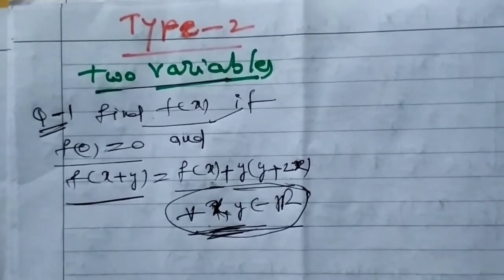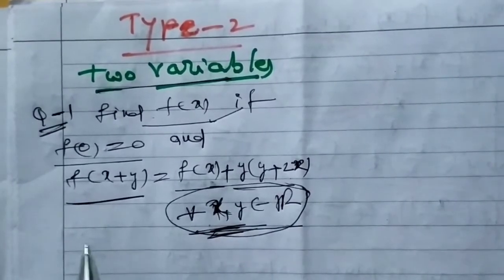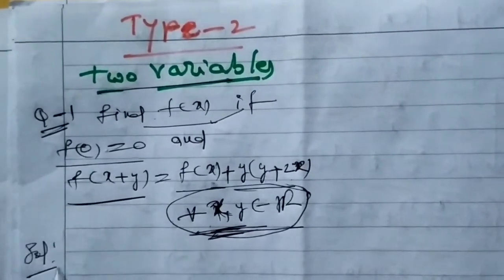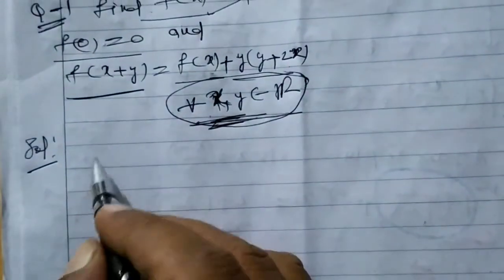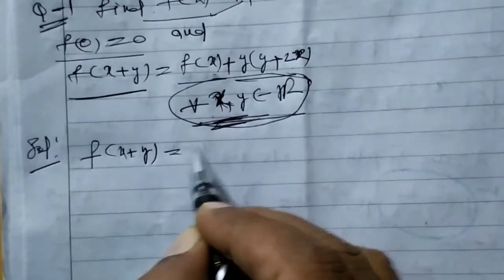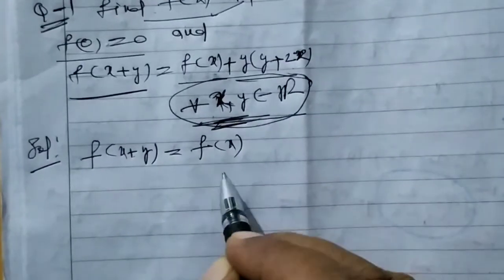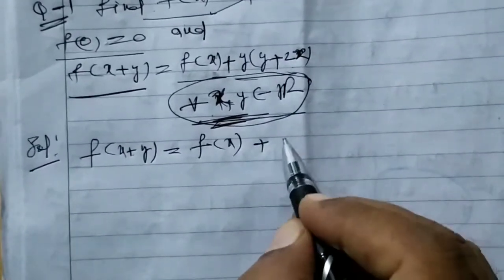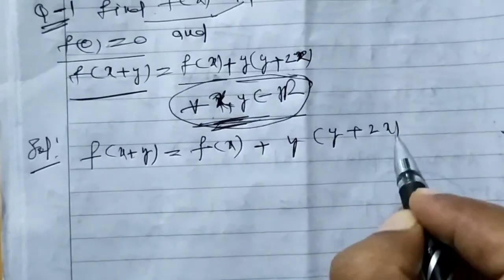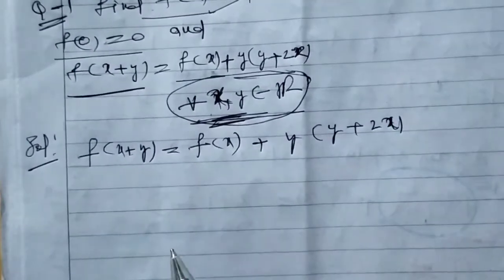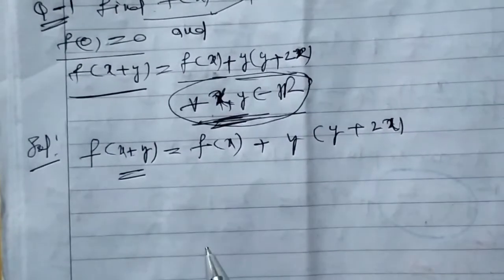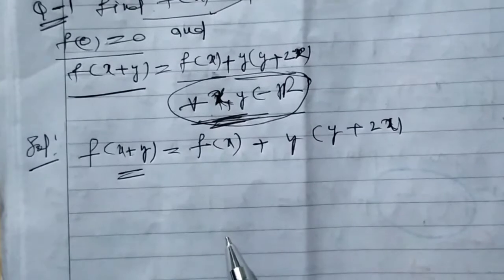So for doing this one, the given functional relation is f of x plus y is equal to f of x plus y into y plus 2x. We need to eliminate x plus y. How can you do this one? How can you eliminate?